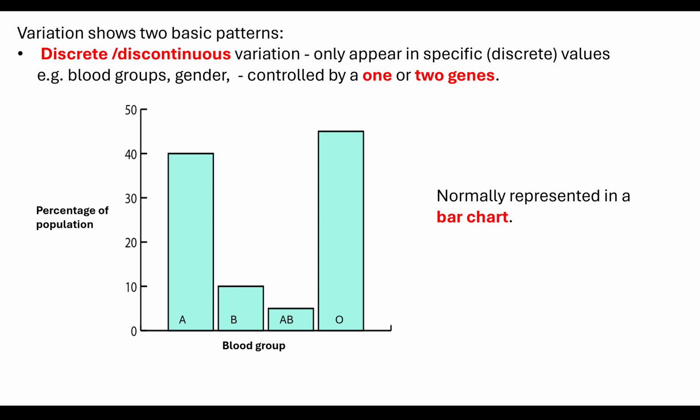Normally, if we have this type of variation, we can put things into a group. Are they male? Are they female biologically? Do they have attached earlobes? Do they have detached earlobes? Can they roll their tongue? Can they not roll their tongue? What we get is a discrete group, nothing in between, and therefore we represent that in a bar chart. It can sometimes also be represented in a pie chart, but we normally would draw a bar chart.